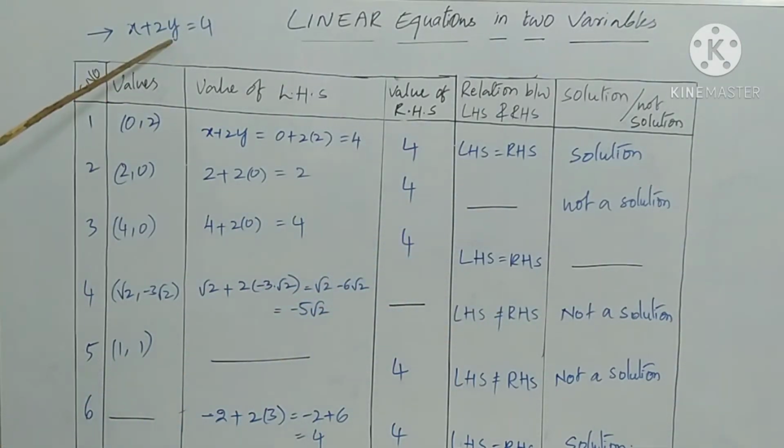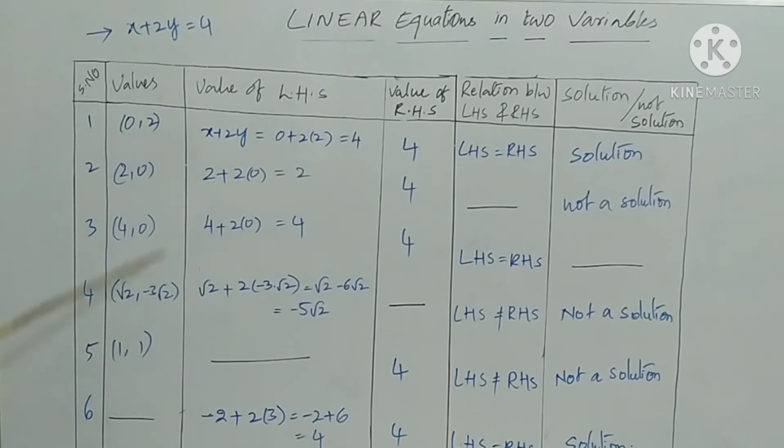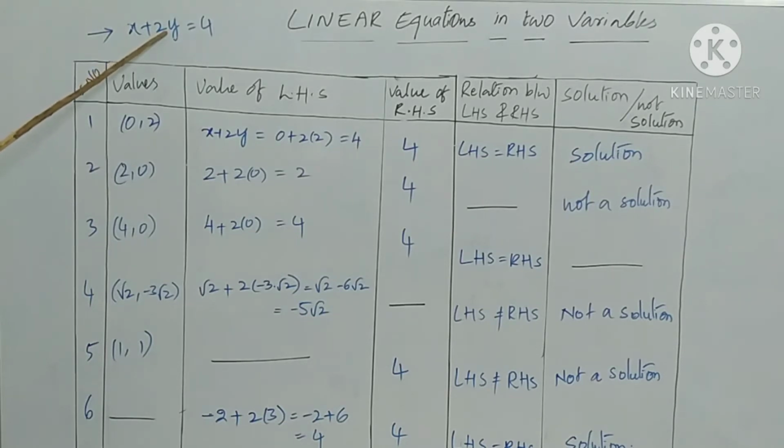So here check which of the following are solutions of the given equation. This is our question. The pairs are 0 comma 2, 2 comma 0, 4 comma 0, root 2 comma minus 3 root 2, 1 comma 1, and minus 2 comma 3. Check whether these are solutions of the given equation.